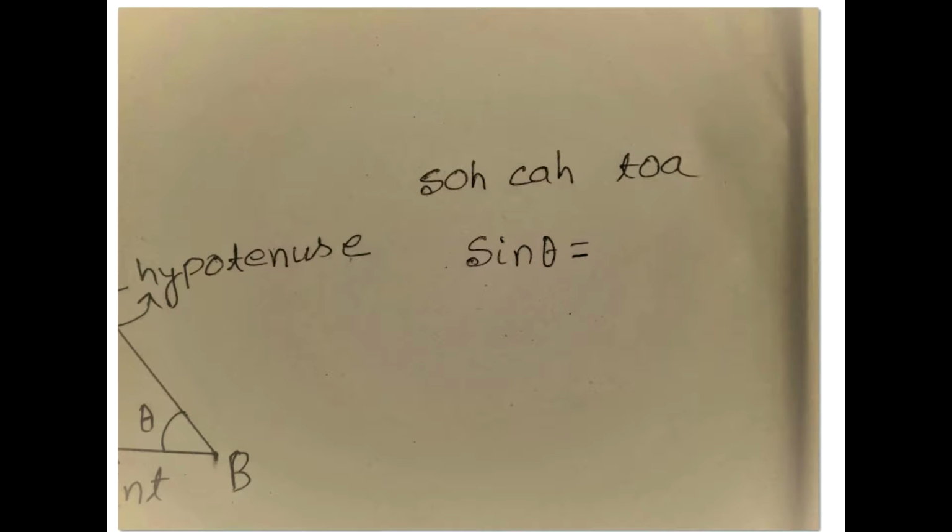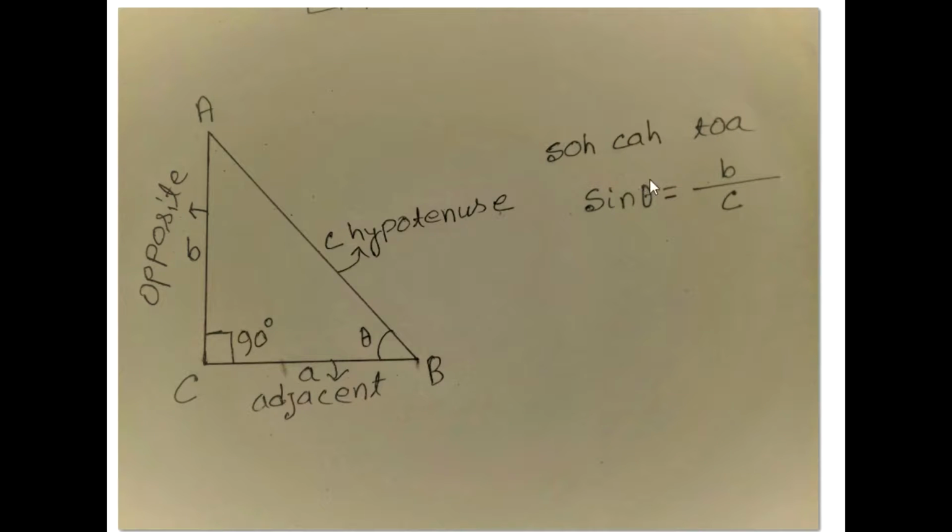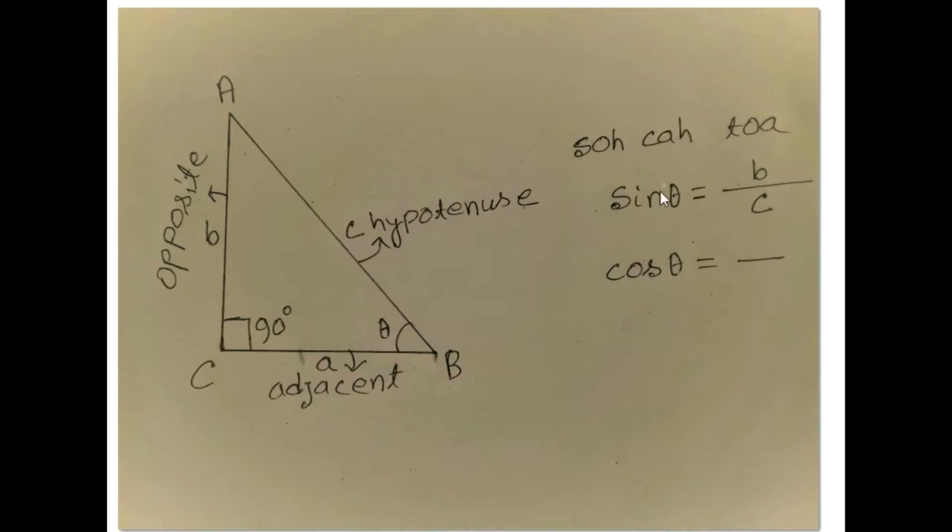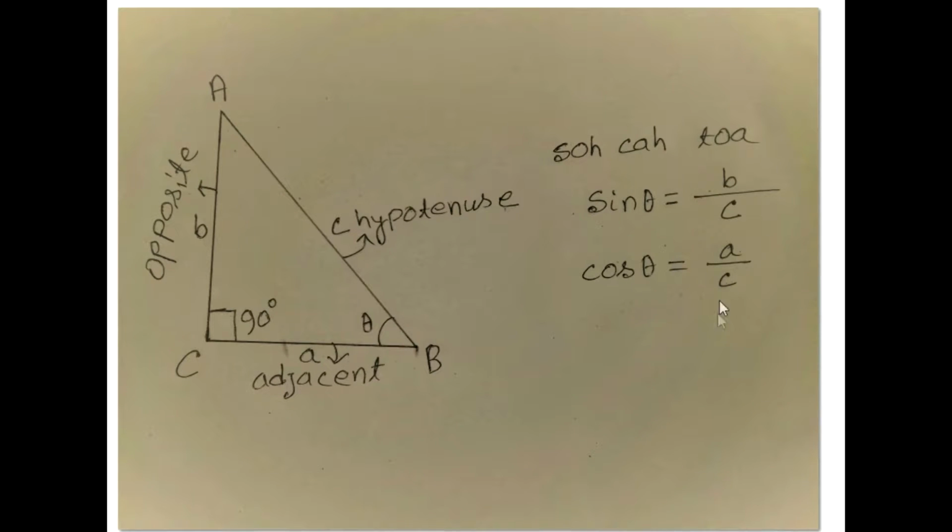S for sin theta is equal to O over H. O means opposite divided by H for hypotenuse. The opposite is b and the hypotenuse is c, so sin theta is equal to b by c. C for cos theta is equal to A for adjacent divided by H for hypotenuse. The adjacent is a and the hypotenuse is c, so cos theta is equal to a by c.